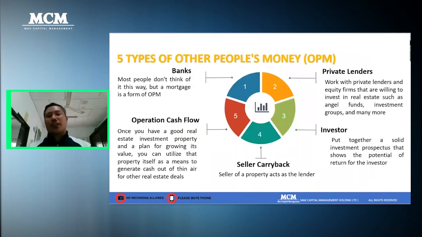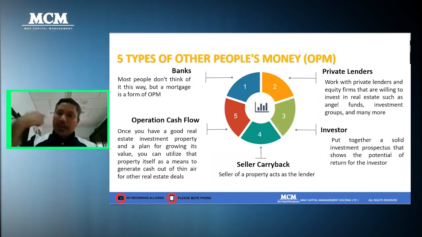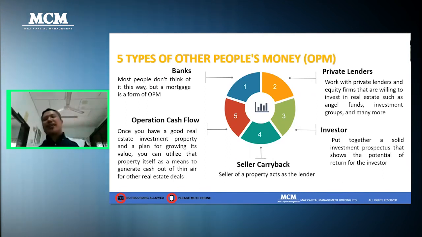And then of course, when we talk about the two Os, the first is other people's time, right? You're leveraging on other people's time. The second is other people's money. So as investors, right, we always look for opportunities where we can leverage, right? Same as a business owner. So let's say the banks, right? The second, maybe private lenders, investors, the seller carryback or operation cash flow. These are the 5 types. There are more, but these are the 5 major OPM.